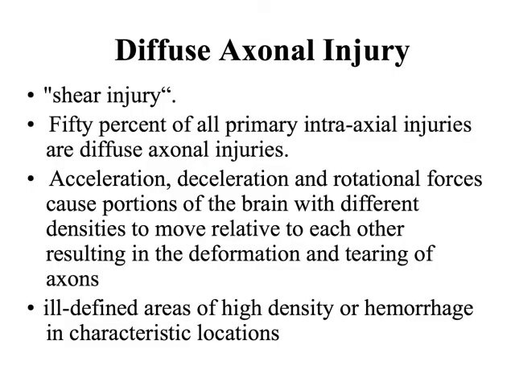So diffuse axonal injuries. This is like a shearing injury, and 50% of all primary intraaxial injuries are diffuse axonal injuries. So we're talking about acceleration, deceleration, rotational forces that cause portions of the brain with different densities to move in relation to each other, resulting in a deformation or tearing of the axons. So like a severe whiplash kind of injury. And we're going to see ill-defined areas of high density or hemorrhage in characteristic locations, like areas between those axons of the brain.